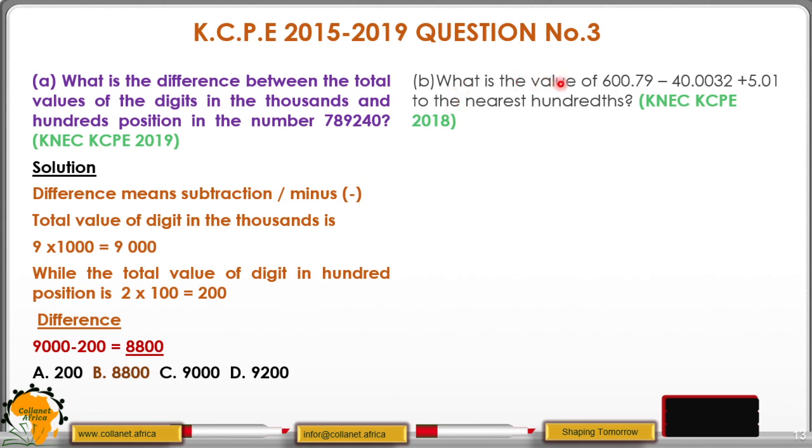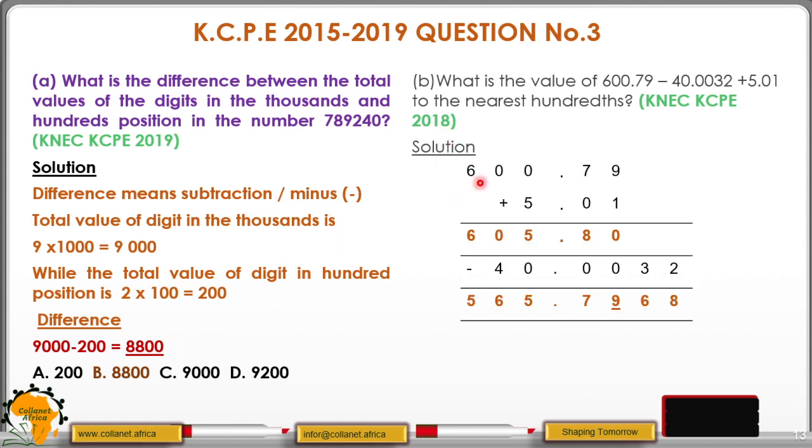What is the value of 679 hundredths minus 40.0032 plus 5.01 to the nearest hundredths? It is good to note here that this is hundredths with THS. So this one is different from the previous one, which is hundreds. In this one, it means they are decimals. This one was tested in question 3 KCPE 2018.